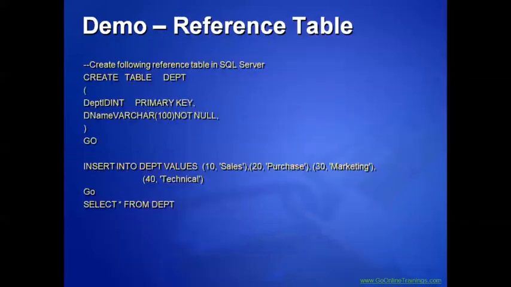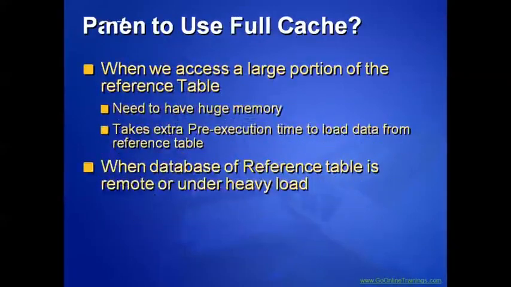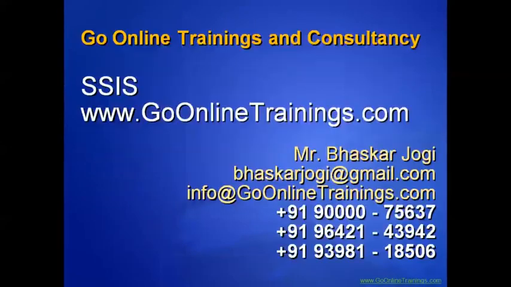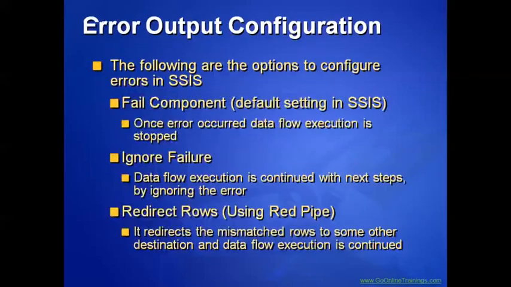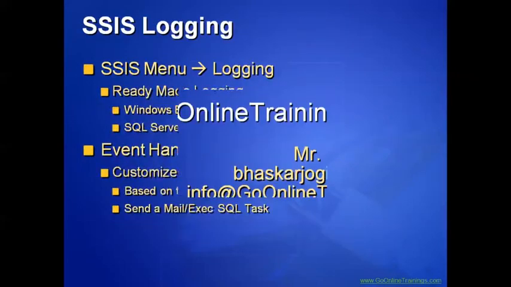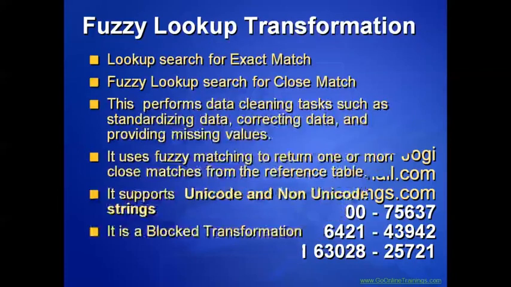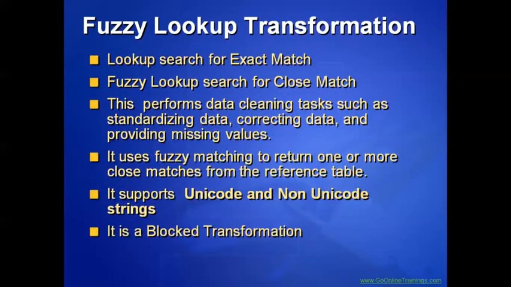From an interview point of view, two more things are going to come. That is how to work with fuzzy grouping and fuzzy lookup, right? What is a fuzzy lookup transformation? Lookup searches for an exact match. Fuzzy lookup searches for the close match. This performs data cleansing tasks such as standardizing data, correcting data, and providing missing values.